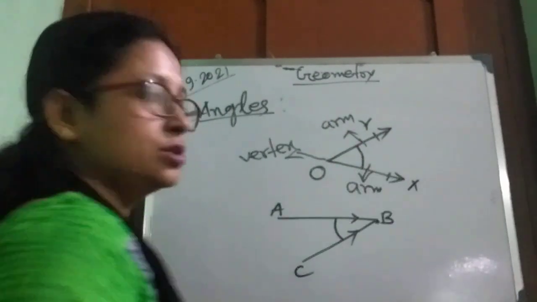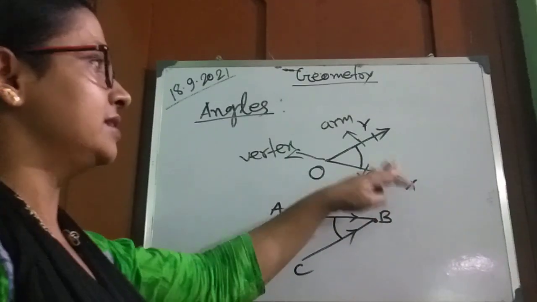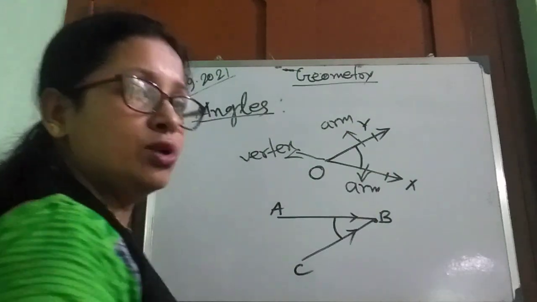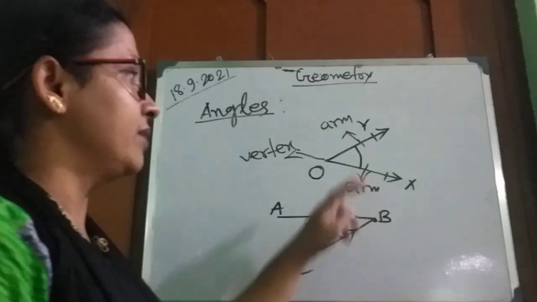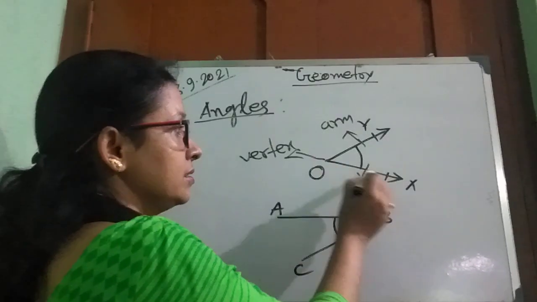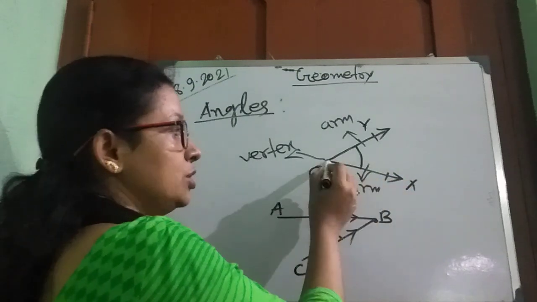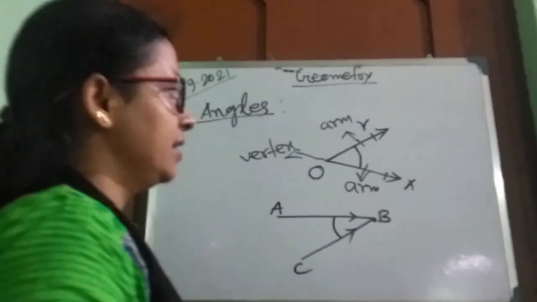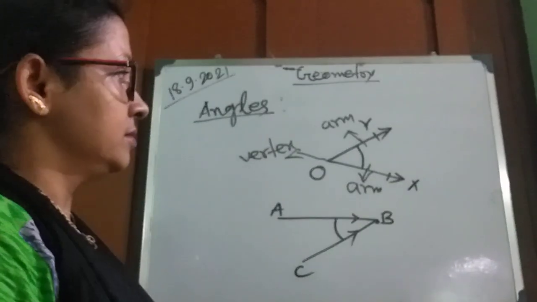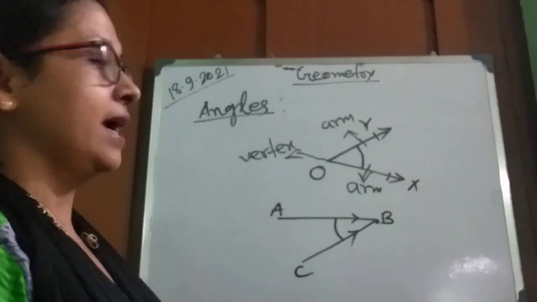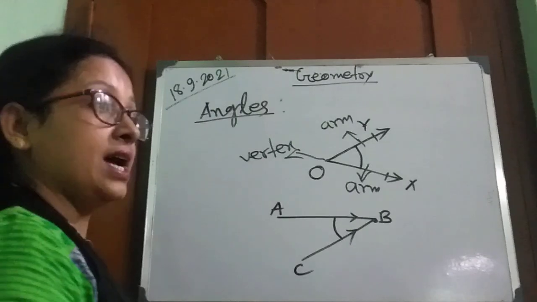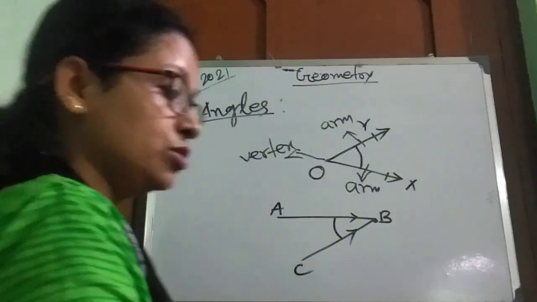Okay, so understood. And if you want to measure the angle, then you have to take one protractor. By using a protractor you can measure the angle. And how will you measure this? You have to keep the protractor parallel to the ray OX, and then you can get the measure of the angle. And if you want to measure one line segment, that time you have to use one ruler.